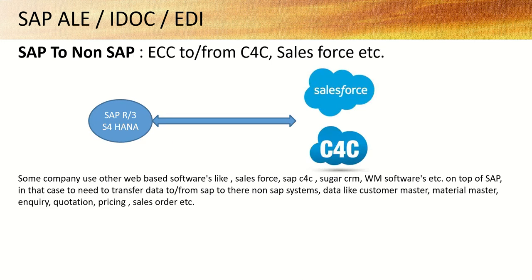Now, an example of how SAP to non-SAP system works. Even though SAP R3 is a very powerful ERP system and also SAP S4HANA, still along with the SAP R3 or S4HANA system, most companies have very good tools like Salesforce and C4C. They are very good in the particular sales area. So what most companies do is, on the back end, they use the SAP R3 or S4HANA system. But on top of this, they use some other web-based software based on the requirement.